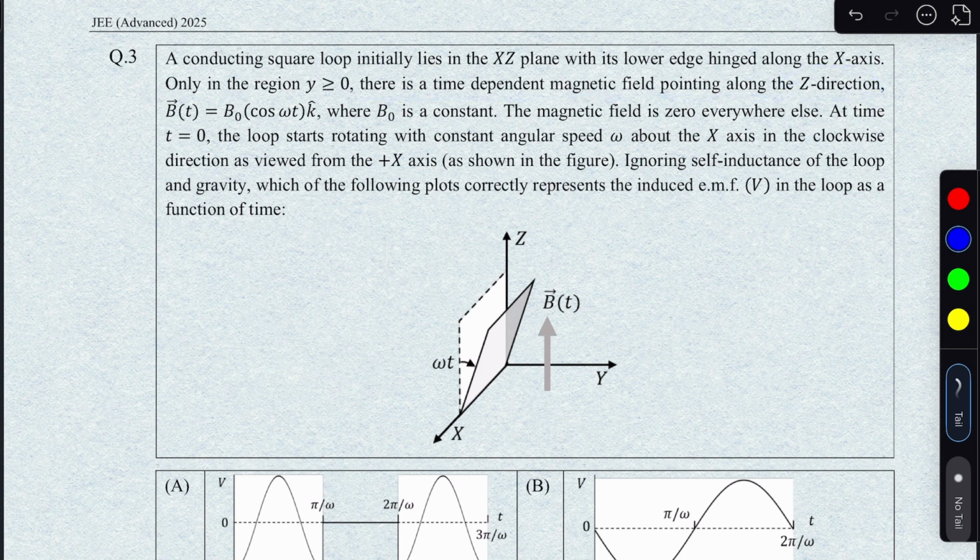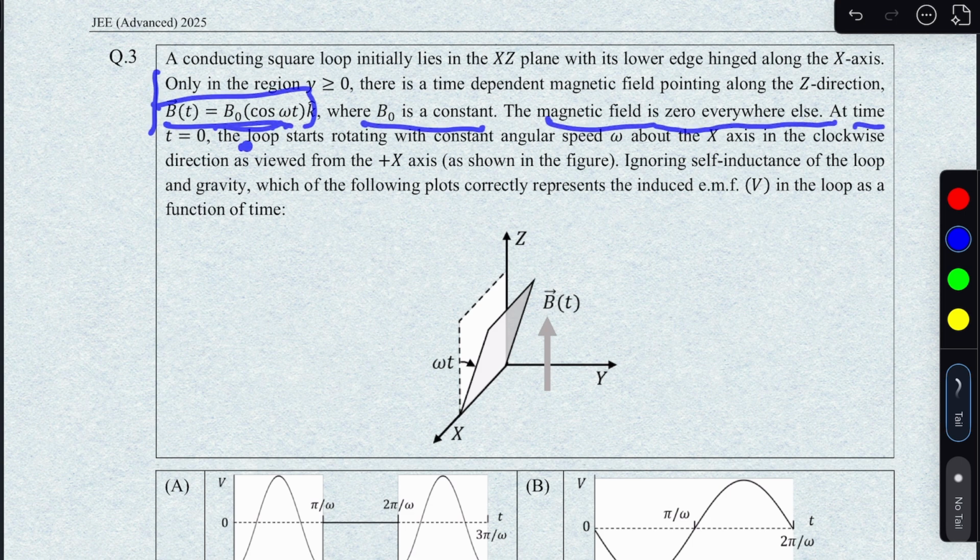About the z direction there is a magnetic field, and that is in this region only. In the region of negative y direction there is no magnetic field. Then the magnetic field is given like this: B(t) equals B naught cos omega t. B naught is constant, and the magnetic field is 0 everywhere else.